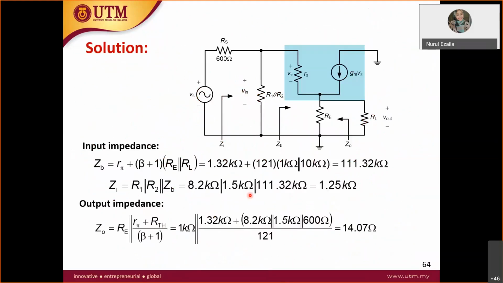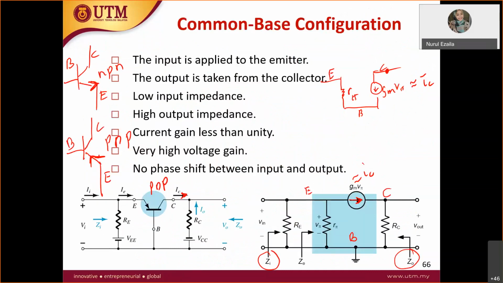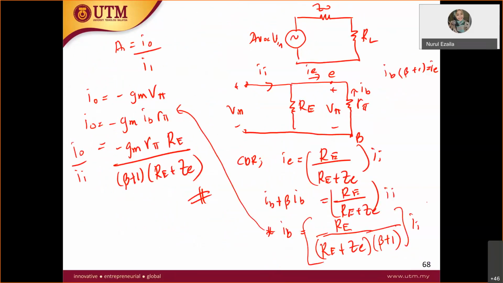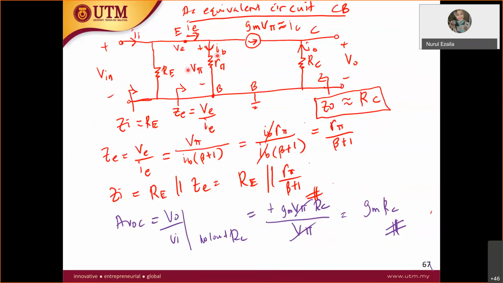For the common base, your base is now grounded, and then you have your input at emitter and output at collector. So very different from the other derivations, but the calculation for me, common base is the simplest one. So this is the derivation for the common base. This is the circuit where you draw from node to node and everything. I have derived it in very detail in the past class.